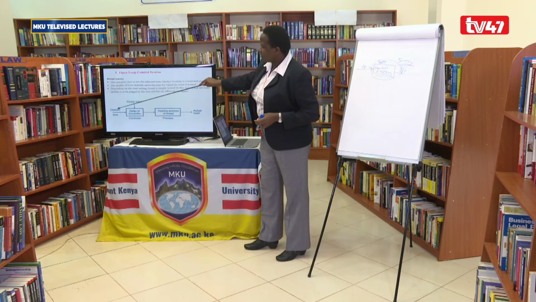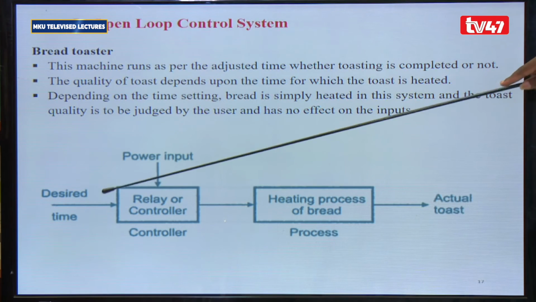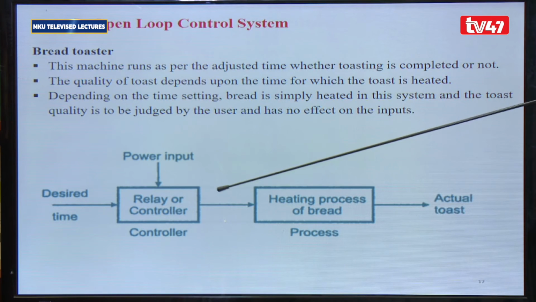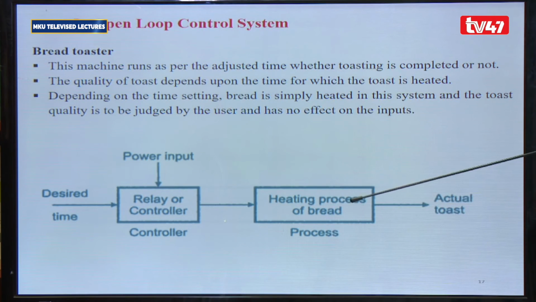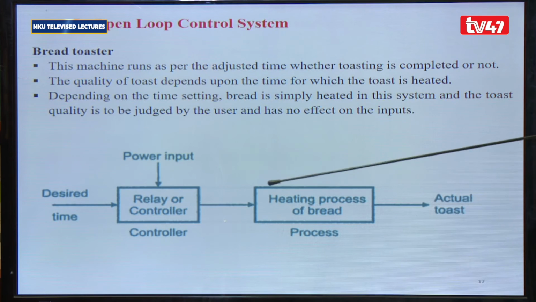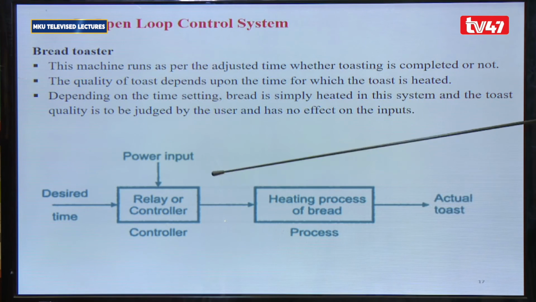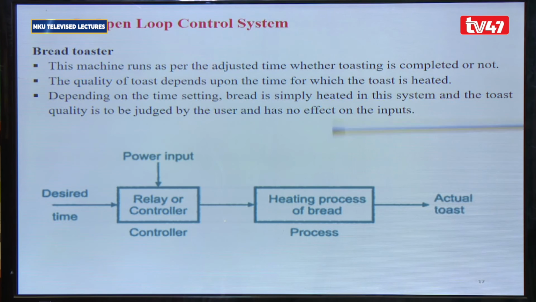And so you have your desired time or the preset time. Then there's a relay which acts as the controller. Then the heating process begins. So that relay is like the timer and the controller. So when the 5 minutes expires, you'll find the machine coming off automatically with your actual toast.